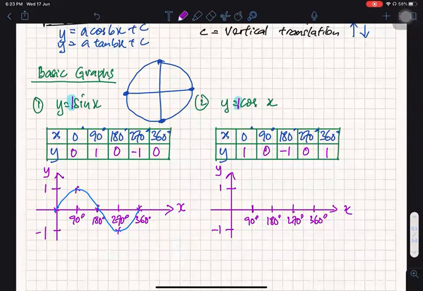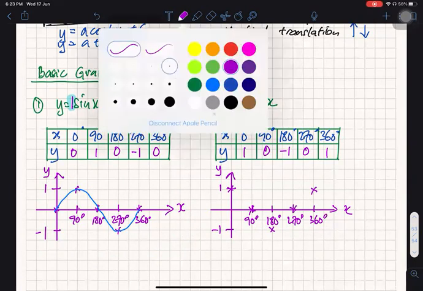When x is 0, y is 1. So you start on top. When x is 90, y is 0. So when x is 180, y is -1. When x is 270, y is 0, and 360 is 1.